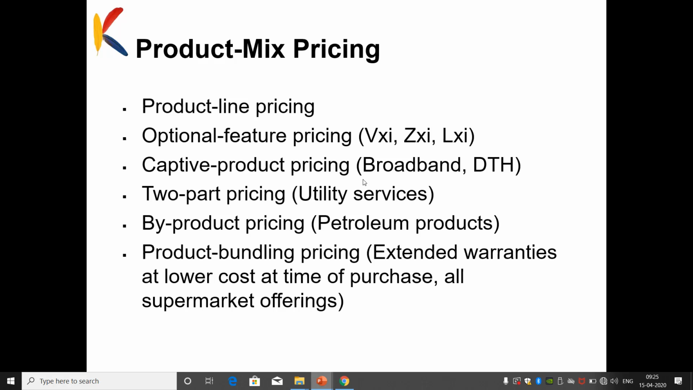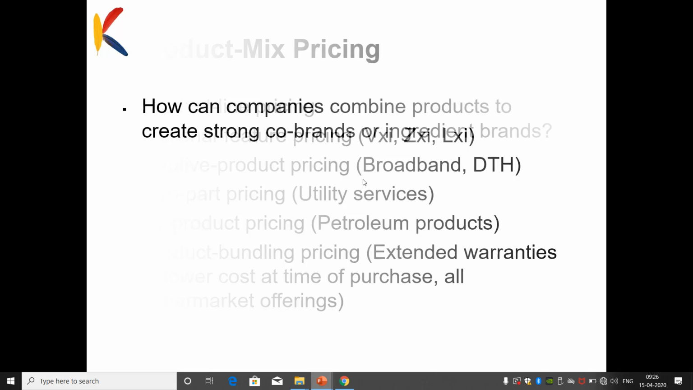And all the products which we are seeing in the supermarket, again from the same particular parent brand, or maybe from different brands, they try to bundle the products and offer them, or lure the customer to purchase in bulk. So product bundling is also a part of a product mix strategy. For example, along with the Dabur toothpaste, you will get Dabur Vatika hair oil free. So that is an example of product bundling pricing.